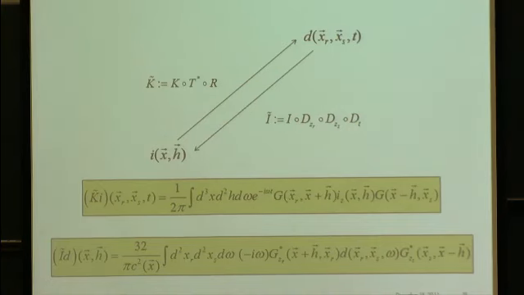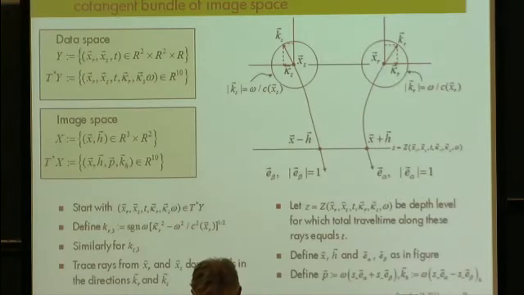Now I want to know, of course, what if D is not primary data? Or what if I was using the wrong velocity model? What can I say about the composition between k tilde and I tilde? I need a map from the cotangent bundle of data space to the cotangent bundle of this extended image space to describe that.